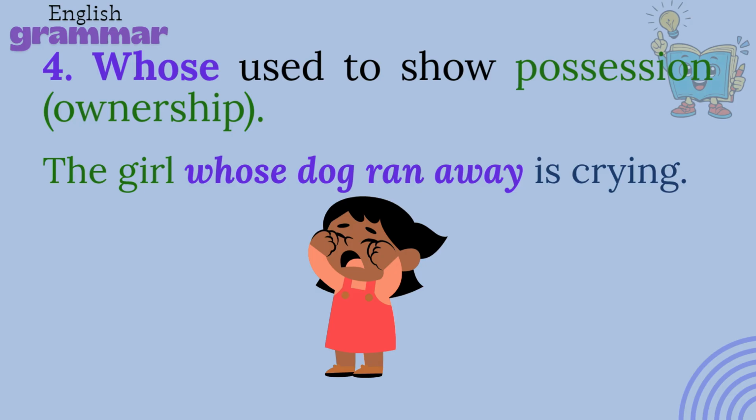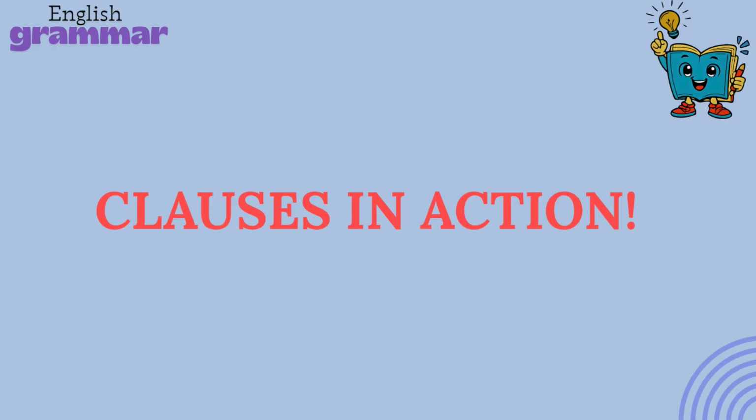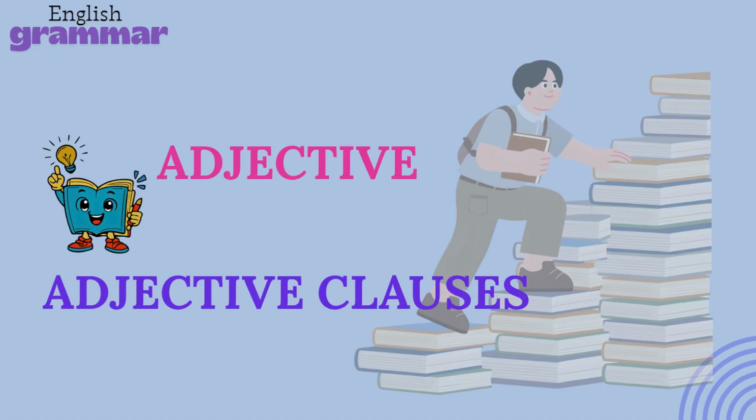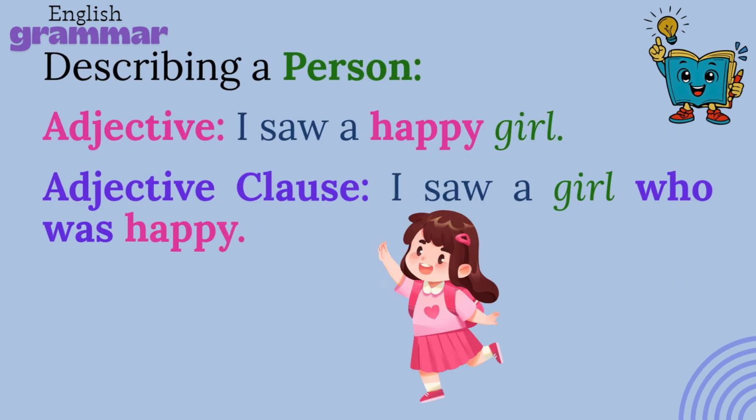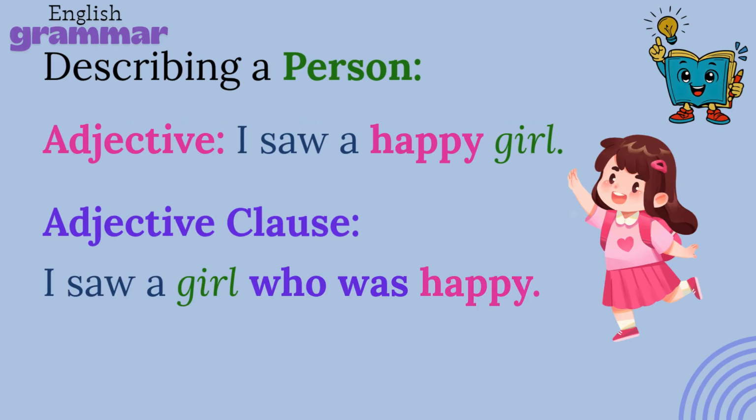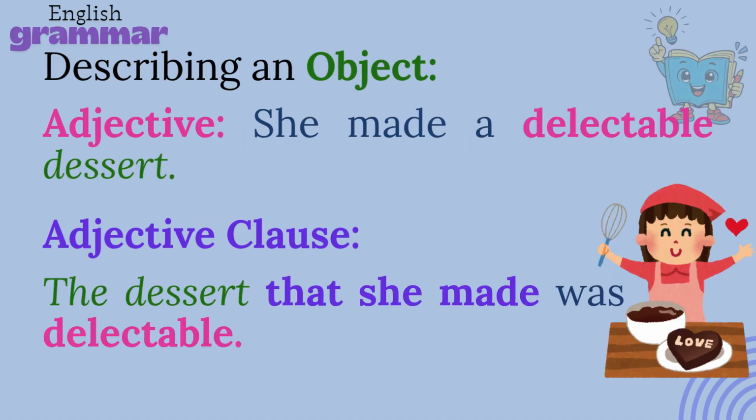Now that we know the rules, let's see these clauses in action. The easiest way to understand an adjective clause is to compare it directly to a regular adjective. Watch how a single descriptive word can expand into a full clause while still doing the exact job of describing the noun. Let's start with a simple sentence describing a person. Adjective, I saw a happy girl. The adjective happy describes the girl. Adjective clause, I saw a girl who was happy. The entire clause who was happy does the exact same thing.